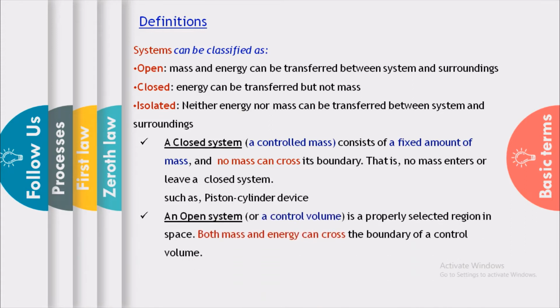Let us discuss the open system, or a control volume. An open system is a properly selected region in space, and in this case both mass and energy can cross the boundary of the control volume. Here also I have given examples such as a water heater, a turbine, and a compressor.